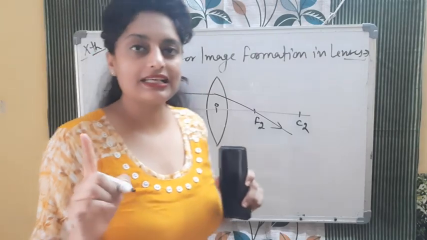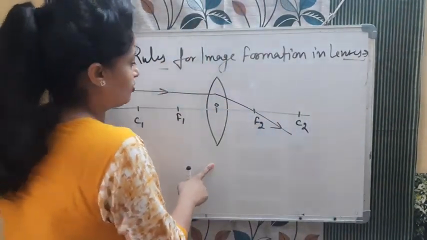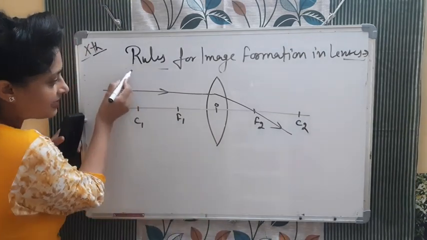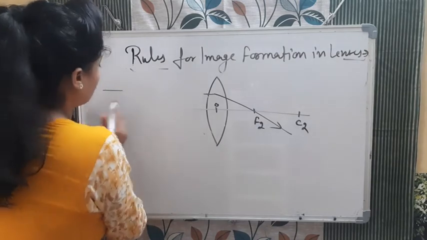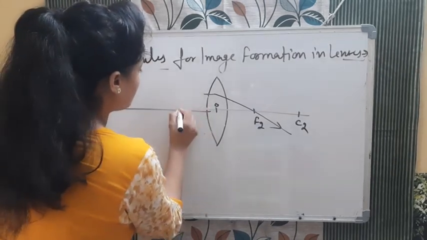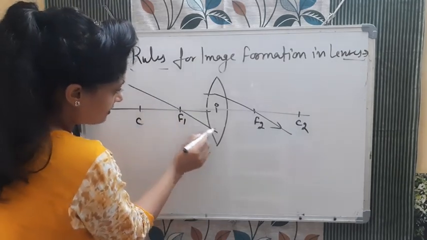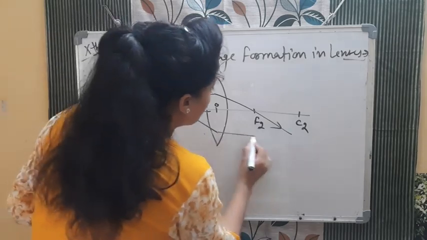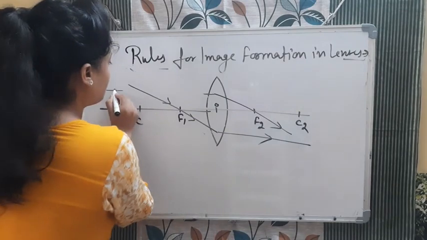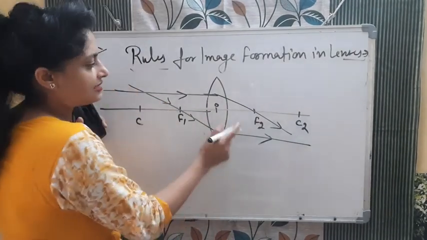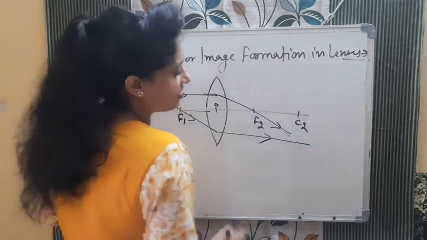If the ray is coming parallel to the principal axis, it will always pass through the focus in case of the convex mirror. If the ray is coming through the focus, this is F1, it will go parallel to the principal axis. First rule, I think you understood. If the ray is coming parallel to the principal axis, it will pass through the focus. If the ray is coming through the focus, it will pass parallel to the principal axis.